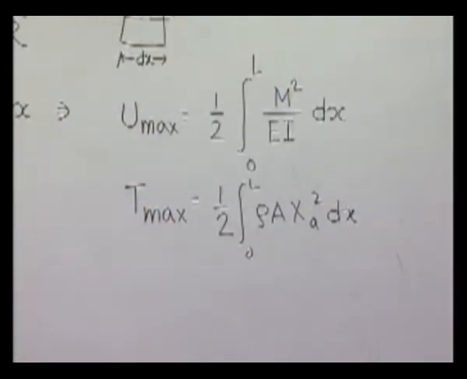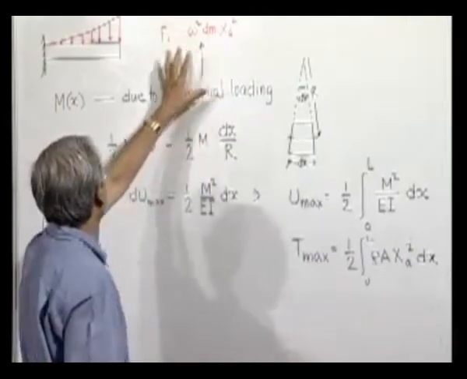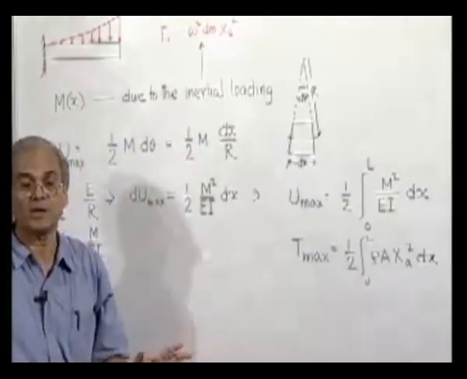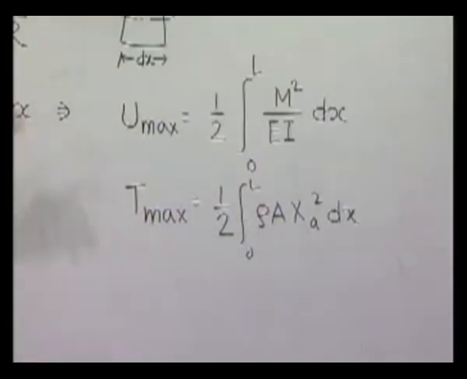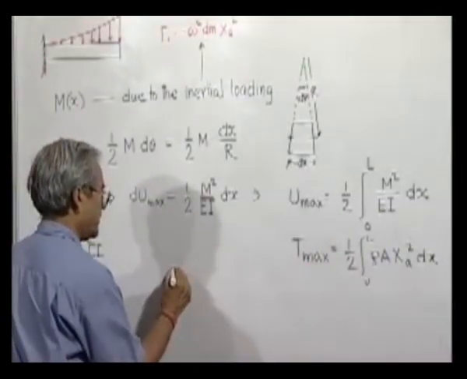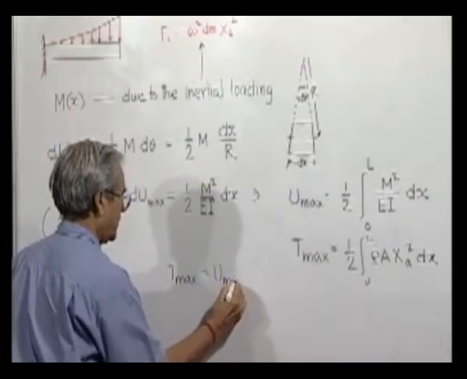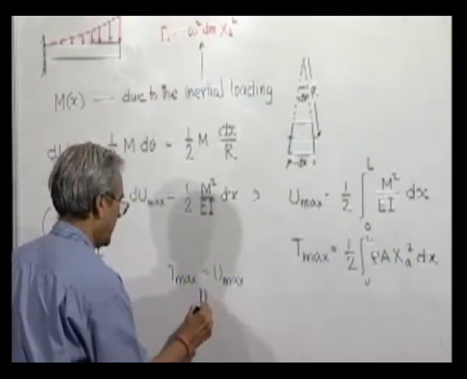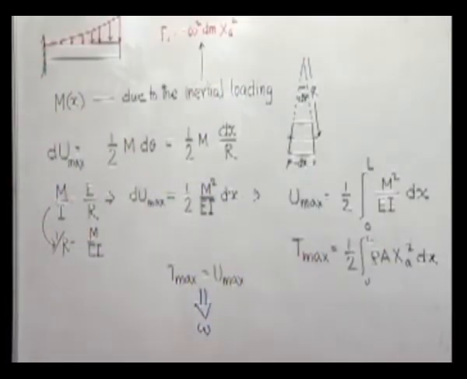So the procedure is now that if this be the inertial loading, which is in terms of omega and XA square, let us find out the bending moment in terms of XA square omega, with no differentiation involved, and then substitute it here and integrate. And then when we equate U max and T max, this will yield the value of omega, an equation which will be better in accuracy.